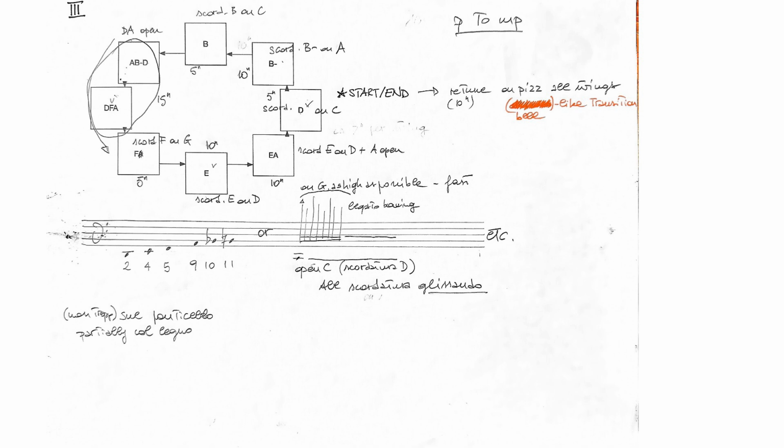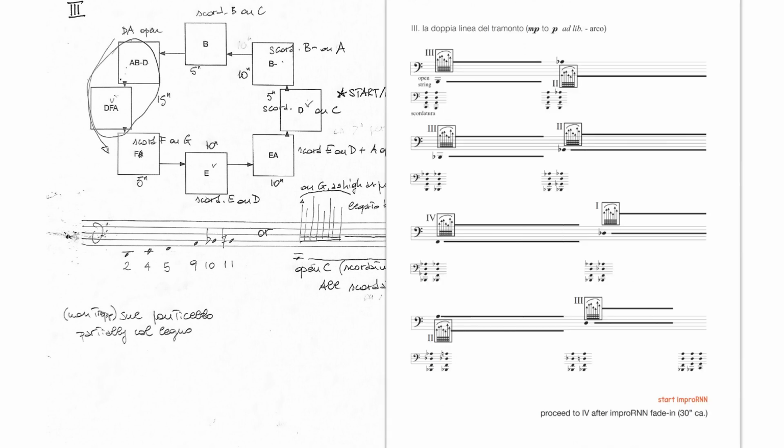scordatura, where the cellist progressively detunes the instrument one string at a time and plays with the harmonic relationship that develops between the playing on one of the strings with the accompaniment of the other one that has been detuned. The score for this section is here.